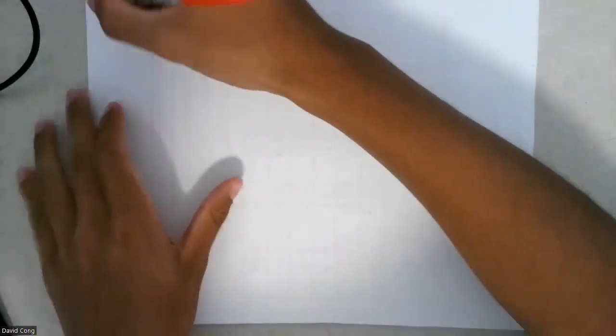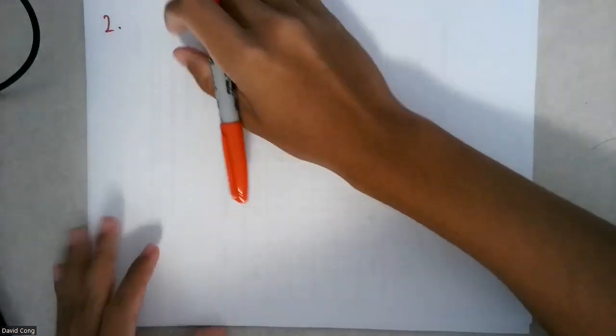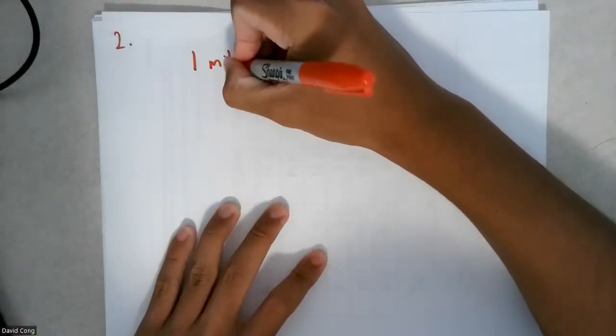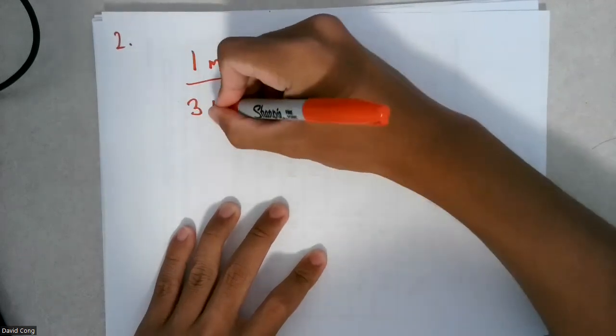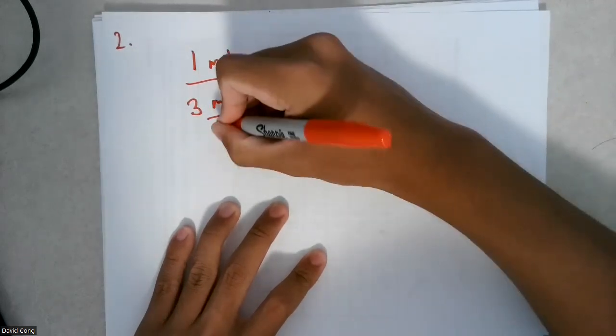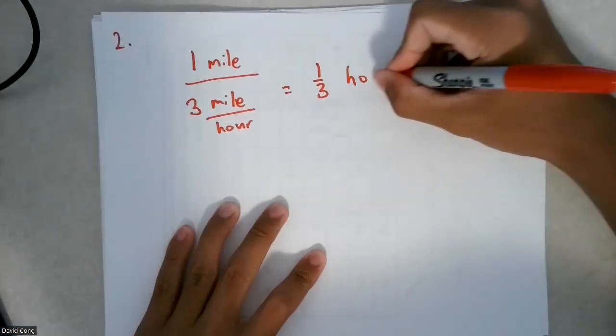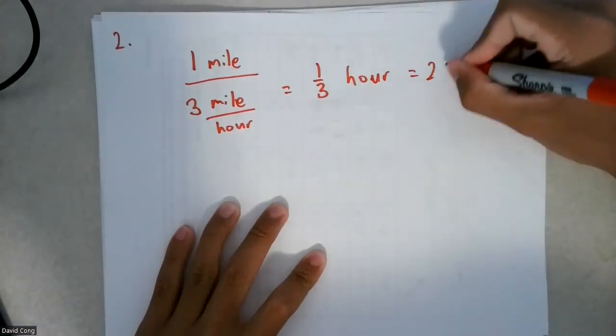Ignore the things you see through that, just some scrap paper. Number two. George runs 1 mile to school. He leaves home each day at the same time and walks at a steady pace of 3 miles per hour and arrives just in time for school. So what does that mean? He's traveling 1 mile at 3 miles per hour. This takes him 1/3 hour, which is equal to 20 minutes.